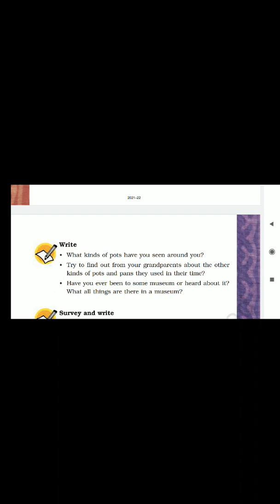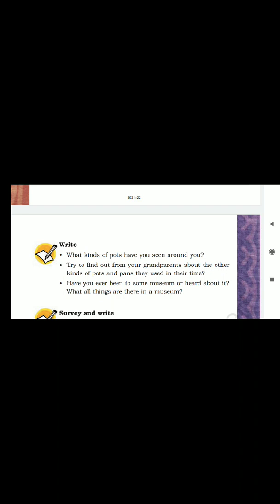So write what kinds of pots have you seen around you, and try to find out from your grandparents about the other kinds of pots and pans they use in their time. So you can have the knowledge of all items used by your grandparents by gathering information from your elders, and it will help you to understand the nature of living and the nature of work during those days, and you can compare with the present day.